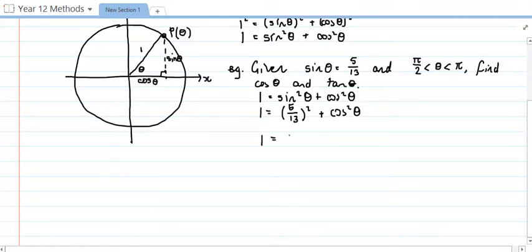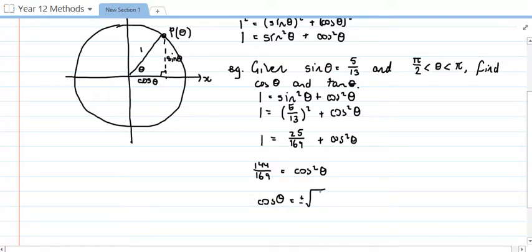If I square 5/13, I get 25/169 plus cos squared theta. I can minus 25/169 on both sides to be left with 144/169, and that's just equal to cos squared theta. So taking the square root of both sides, I'm left with cos theta is plus or minus the square root of 144 over 169, which is plus or minus 12 over 13.